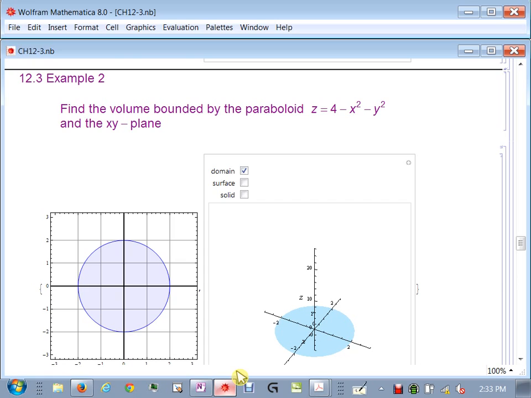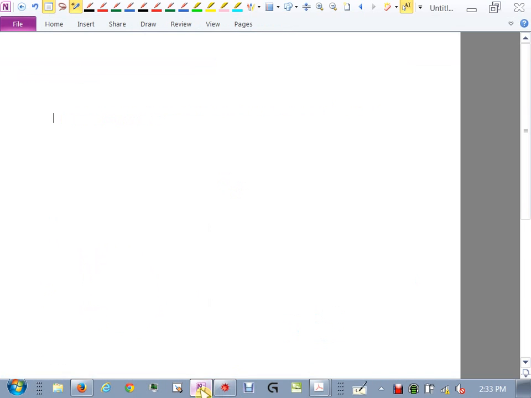So find the volume of the paraboloid, bounded by the paraboloid and the xy plane. So on this one, you're given z equals 4 minus x squared minus y squared, and then you're given the xy plane. This goes back to a little bit what we talked about earlier, like how am I going to know what it looks like type thing.